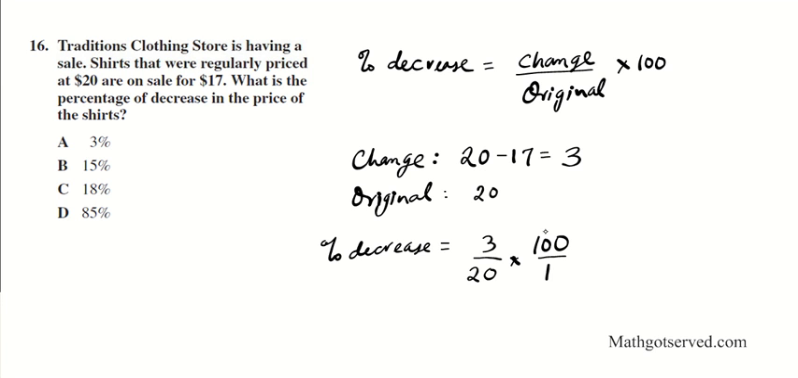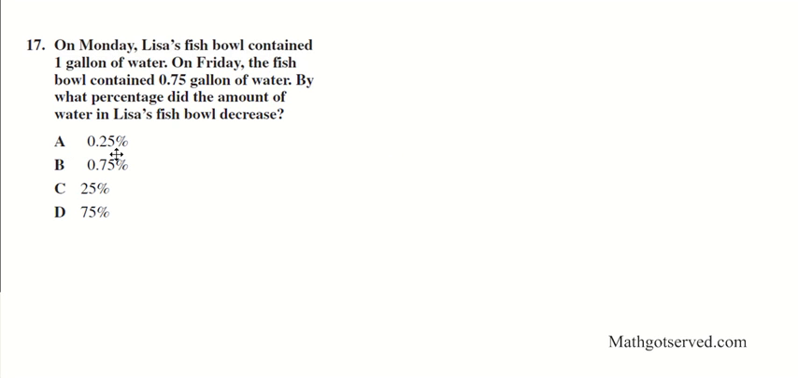We can cross reduce. 20 goes into 100 5 times, and 20 goes into itself once. Then when we multiply across, 3 times 5 is 15. So number 16 is 15%. The answer to number 16 is B. Alright, let's move on to 17.